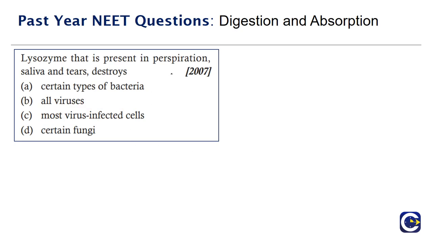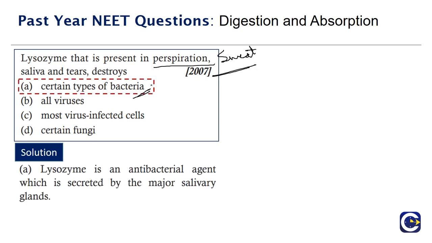Lysozyme that is present in perspiration. What is perspiration? It is sweat. Okay, sweat. Perspiration is also called sweat. Saliva and tears destroy. Lysozyme is antibacterial. So certain types of bacteria, all viruses, most virus infected cells, certain fungi. So since it's antibacterial, the answer is certain types of bacteria. Lysozyme is an antibacterial agent which is secreted by major salivary glands. Okay.